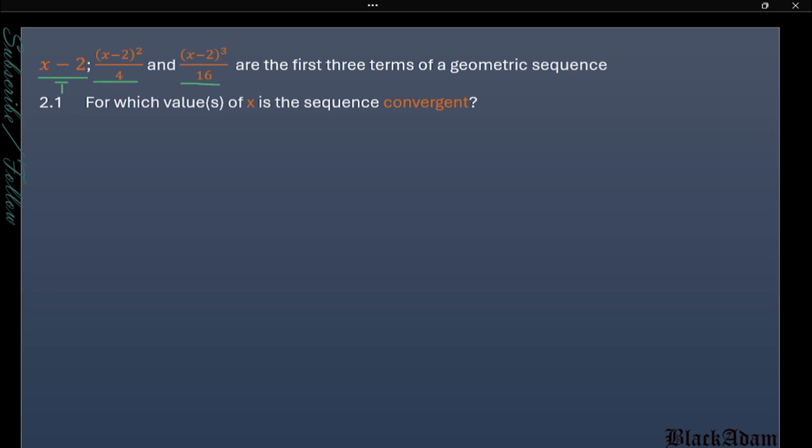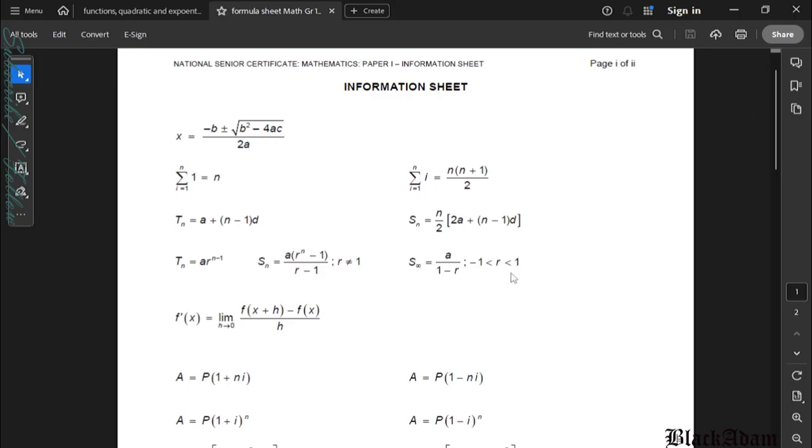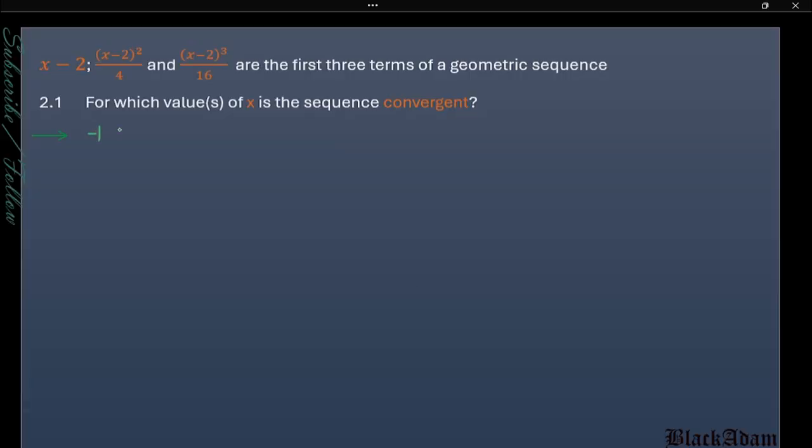So we have term 1, T2 and term 3, and then we are required to find which values of x can converge. So it converges when the sum to infinity exists, that is -1 is less than x less than 1. Okay, so we have -1 less than r, which is the ratio, less than 1. And then let's find what r value will be.